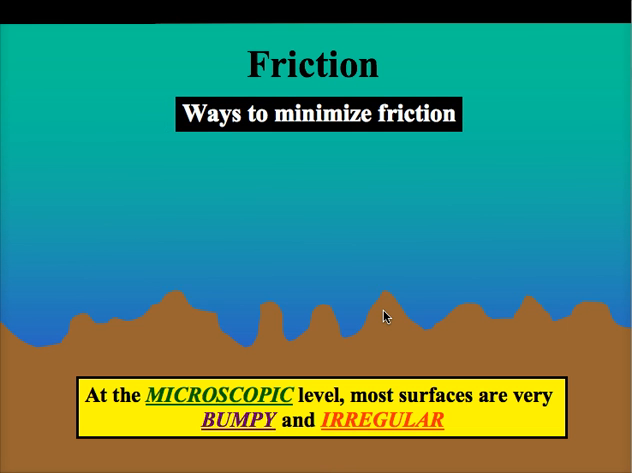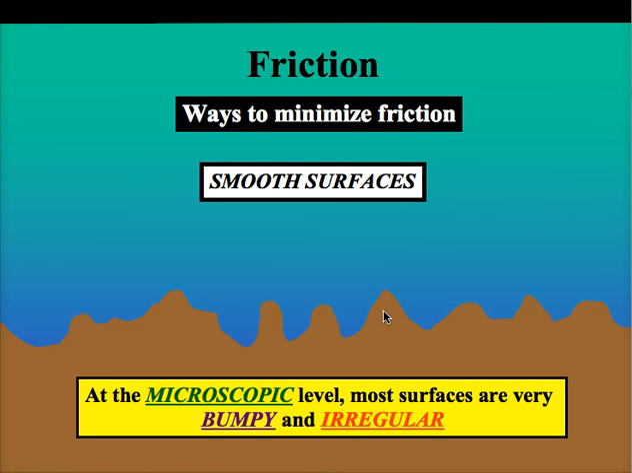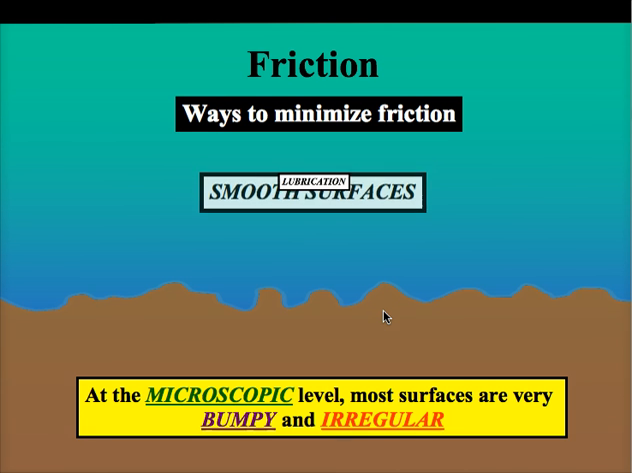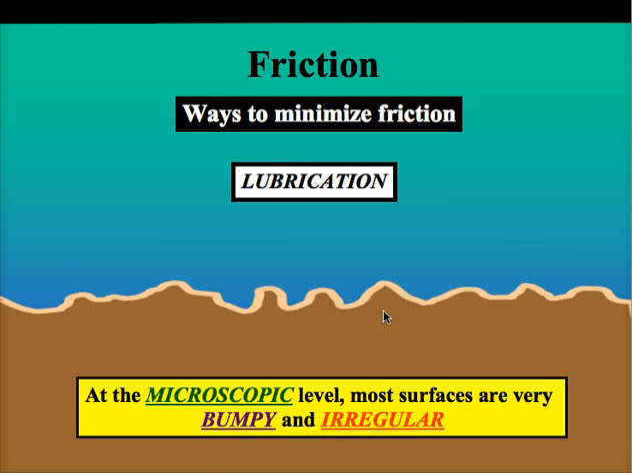One way, of course, is to try to smooth the surface. We can do that by sanding. When we sand a piece of wood that's rough, we can make it smoother. Another way, of course, is to lubricate the surface. If we apply some lubrication, the lubricants fill into the little nooks and crannies.